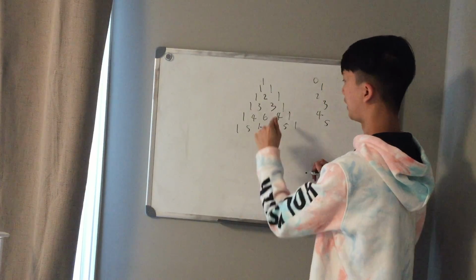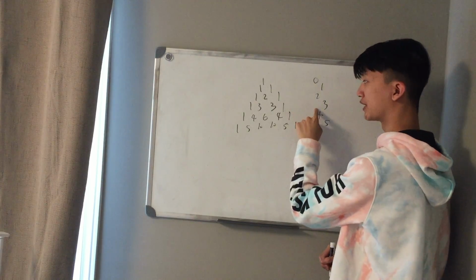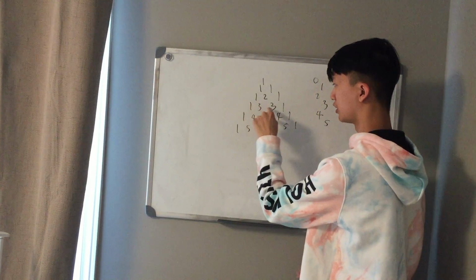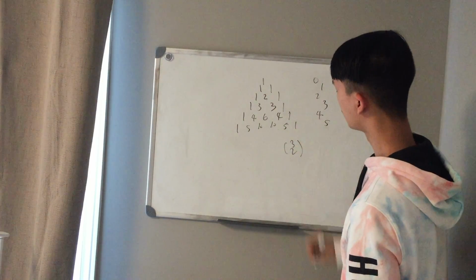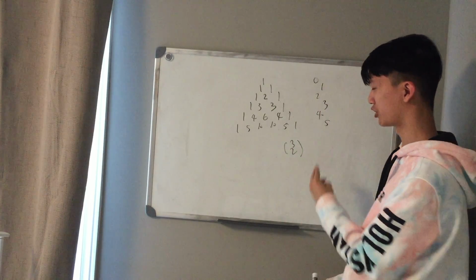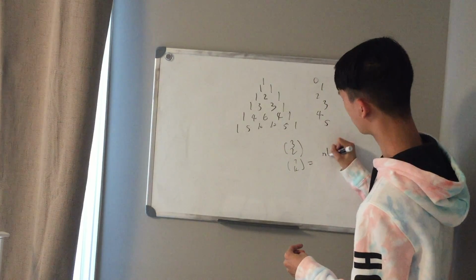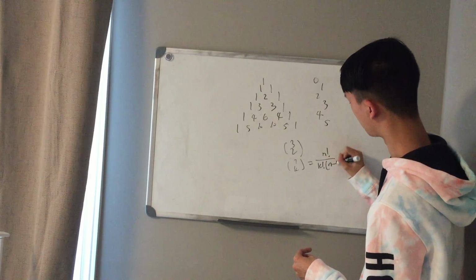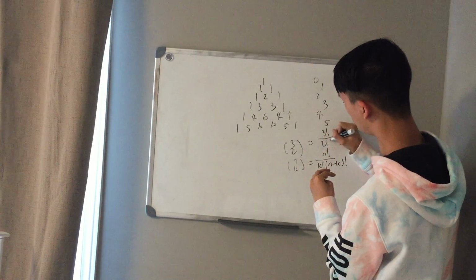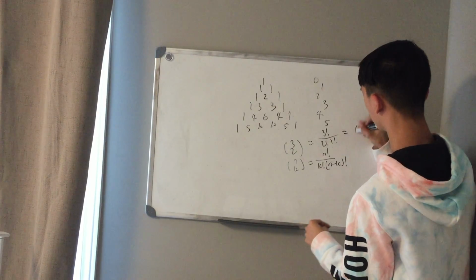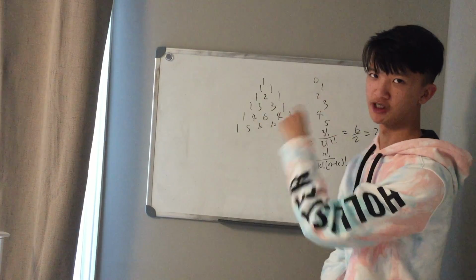For example, the 3 here is in row number 3, and this is spot number 0, 1, 2. So the value 3 is equal to 3 choose 2. For those of you who are unfamiliar with what choose means, n choose k is equal to n factorial over k factorial times n minus k factorial. This is equal to 3 factorial over 2 factorial times 1 factorial, which is equal to 6 over 2, which is equal to 3. And that is 3 choose 2, row 3, position 2.